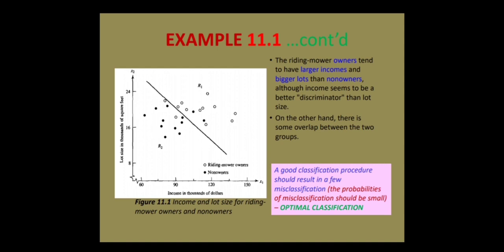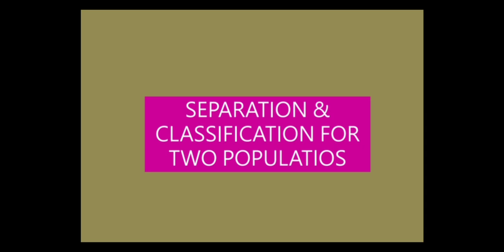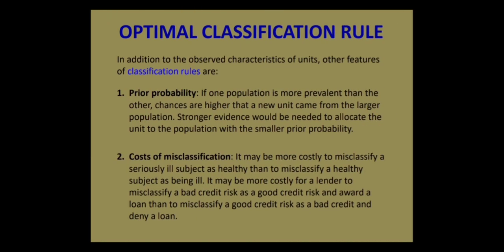So we will do the optimal classification by a calculation. How do we see whether the probability of misclassification is small or large? What we want is small misclassification. Okay, the next topic is the separation and classification for two populations. So in this topic, we can calculate the prior probability and the cost of misclassification, which is the optimal classification rule.